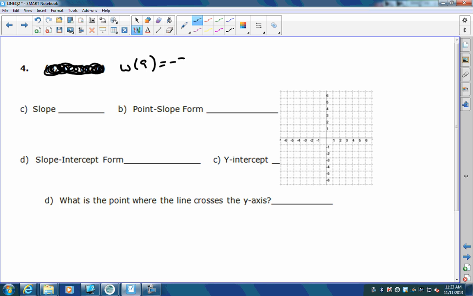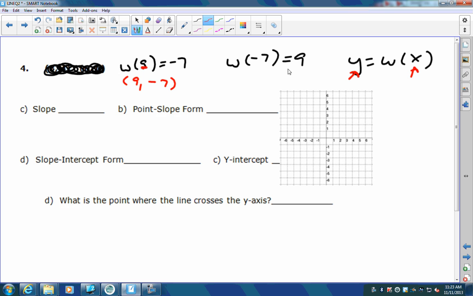W of 9 equals negative 7. W of negative 7 equals 9. And it says y equals W of x. The reason why we had to throw one of these on here is because on the EOC last year, they had something written crazy like this. What this means is my x number is what's inside the parentheses. My y number is what it's equal to. So right here, this ordered pair, this is my x number. So I have 9, and out here is my y, negative 7. In this one, what's inside my parentheses is my x, negative 7, and what's outside is my y.